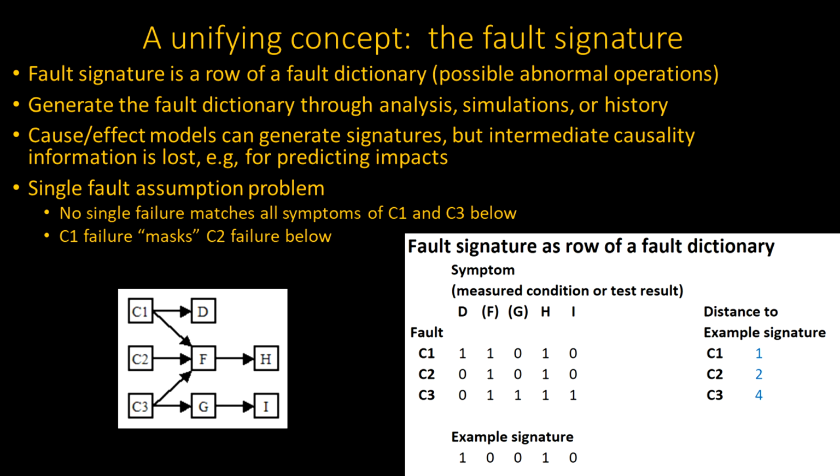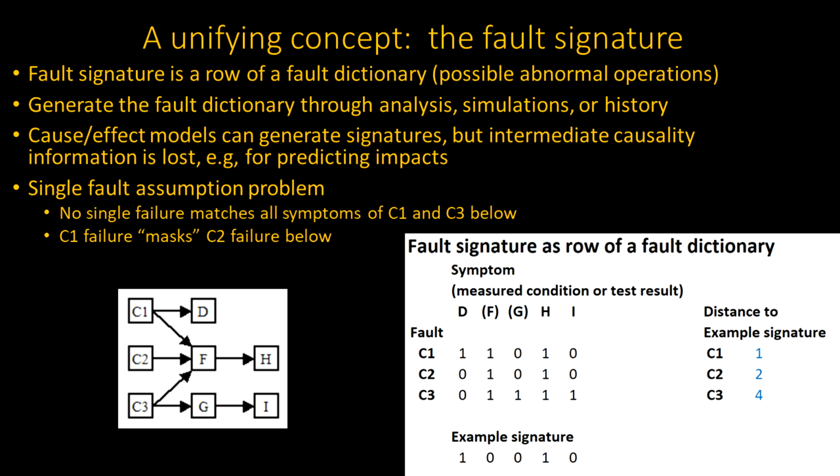They could be numerical, but it's easiest to stick to binary. So, fault C2 is a little bit different. Fault C3 is different. The general idea is each fault hopefully has a unique fault signature. Now, if they don't, then you've got some problems. That means you can't disambiguate. You can't tell for a given set of symptoms what your root cause is. You can only narrow it down to a couple possibilities.